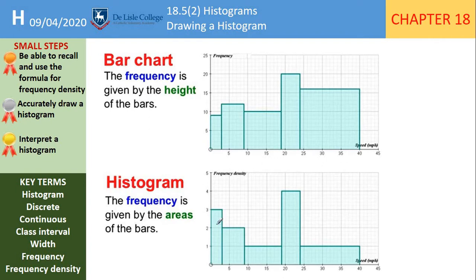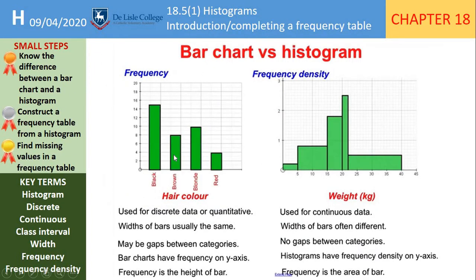So let's recap from last time what the main differences are then between a bar chart and a histogram. Remember, a bar chart has frequency labelled up the y-axis, so the heights of the bars are the frequencies, whereas a histogram, the frequency density is labelled on the y-axis and the frequency is represented by the areas of the bars and not the heights of the bars. You might want to look back at the main differences you jotted down last lesson.